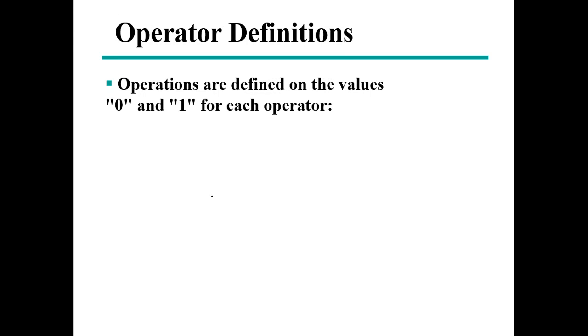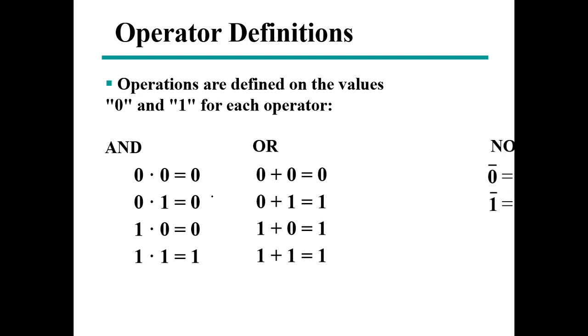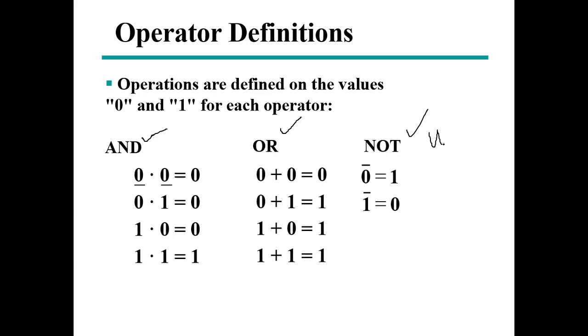Operator definitions. Operations are defined on the values 0 and 1 for each operator. This is the definition of the AND operator, the OR operator, and the NOT operator. AND and OR are binary operators, which means that they have two operands. And NOT is a unary operator.